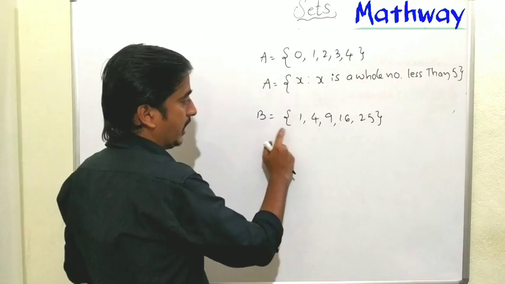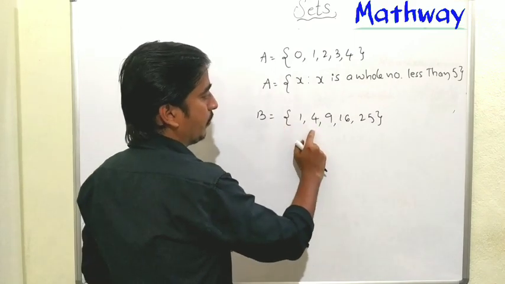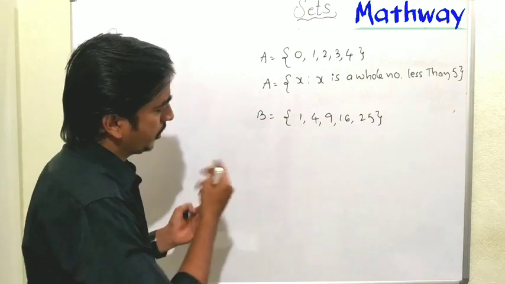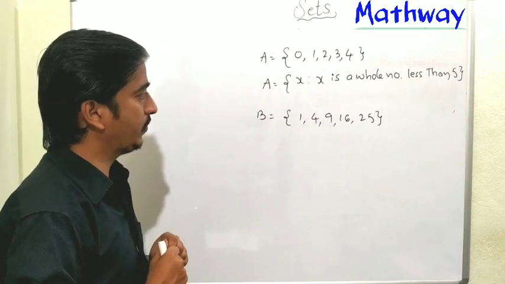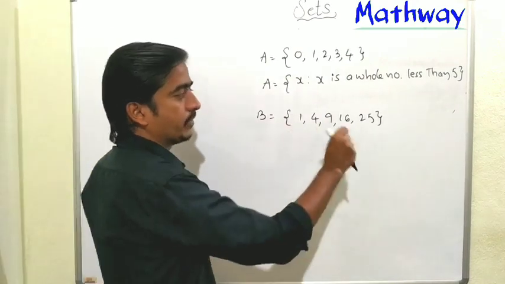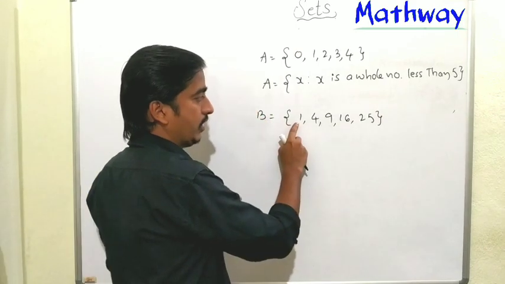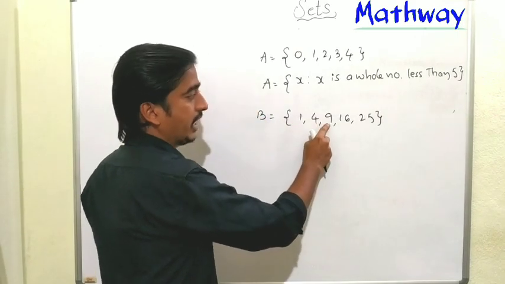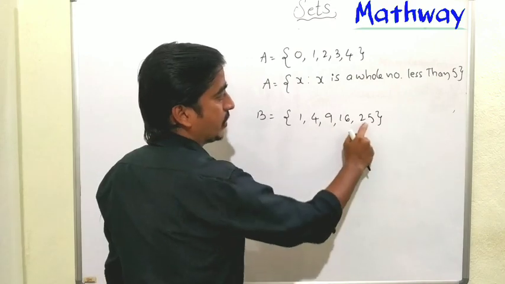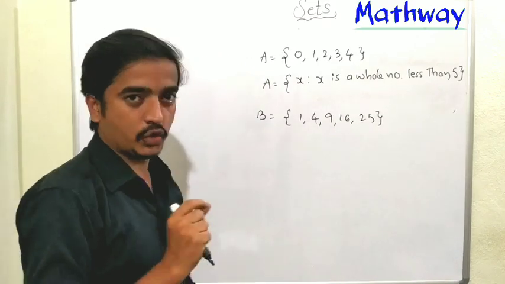So here the second set, the elements are 1, 4, 9, 16, 25. What is the common property of them? These all are square numbers. 1 square is 1, 2 square is 4, 3 square is 9, 4 square is 16, and 5 square is 25. So these are the square numbers.